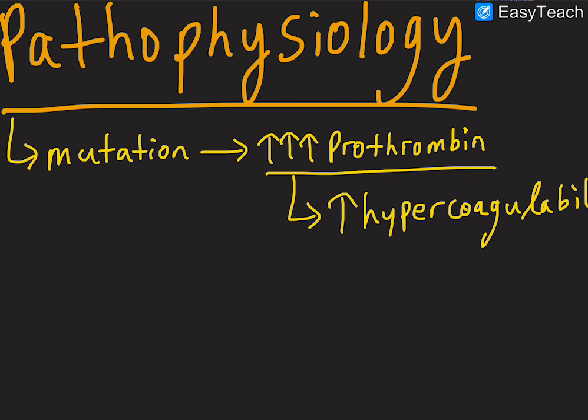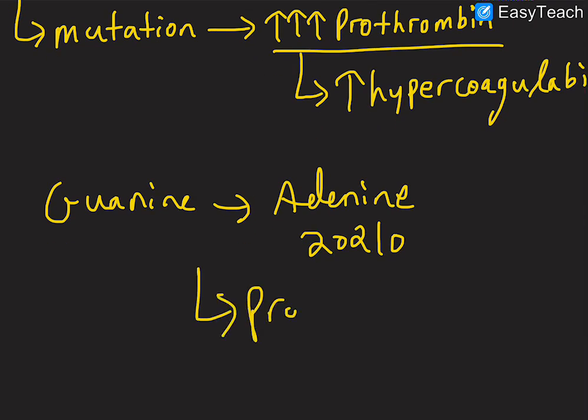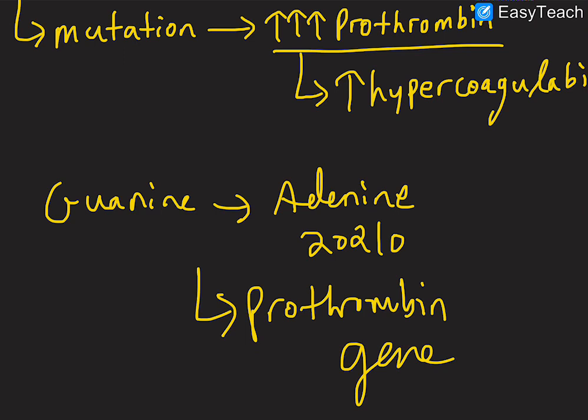So this occurs due to a mutation. Okay, it's actually a point mutation where you get a conversion from guanine to adenine, all right, in the position 20210. Okay, that's why it's called prothrombin 20210A. So you get a point mutation from guanine to adenine in the position of 20210 in the prothrombin gene. Now, when this mutation occurs, this leads to an increased prothrombin mRNA stability.